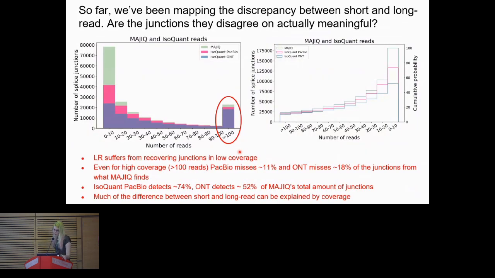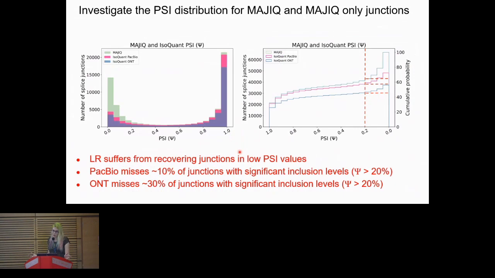First, we look at the base coverage. As you might expect, a lot of the difference is in the low coverage realm. However, even at very high coverage above 100 reads, you can see 10 to 20% is only found by short read. For a similar analysis on inclusion level, the result is very similar. If we cut to everything above 20%, which is pretty significant by all our standards, it's still 10 to 20% that is only in short read.